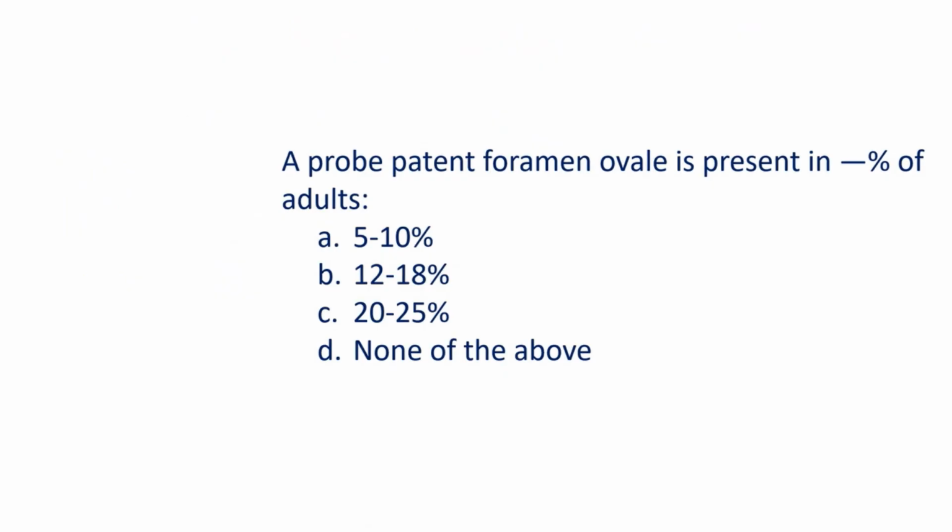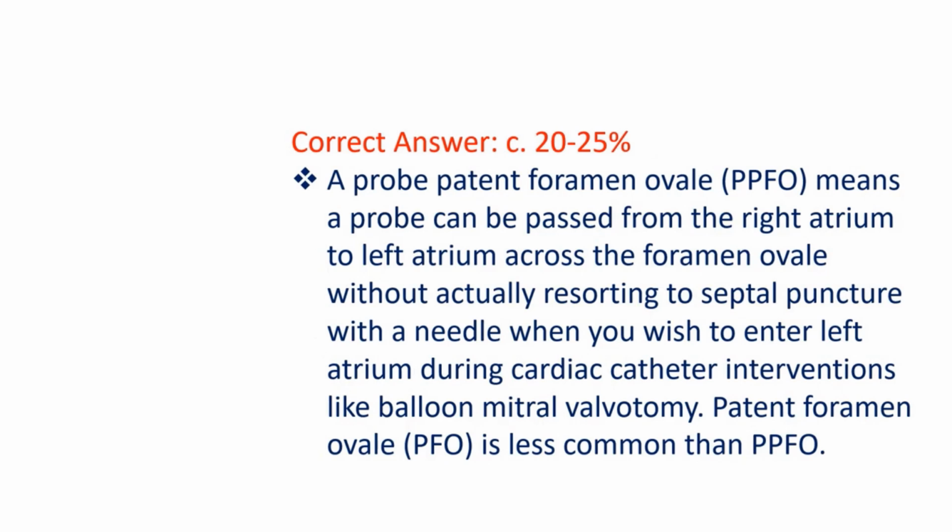A probe-patent foramen ovale is present in what percent of adults? A. 5 to 10%, B. 12 to 18%, C. 20 to 25%, D. None of the above. Correct answer C. 20 to 25%. A probe-patent foramen ovale means a probe can be passed from the right atrium to the left atrium across the foramen ovale without actually resorting to septal puncture with a needle when you wish to enter the left atrium during cardiac catheter interventions like balloon mitral valvotomy. Patent foramen ovale is less common than PPFO.